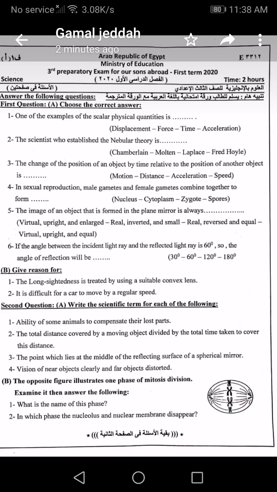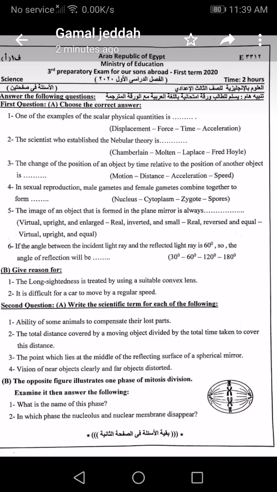First question, choose the correct answer. One of the examples of the scalar physical quantities is space, displacement, force, time, acceleration. The answer: one of the examples of scalar physical quantities is time.